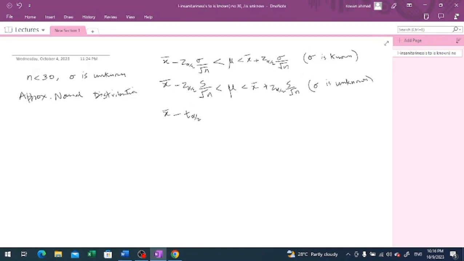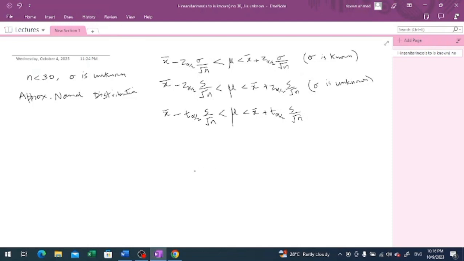Instead of the Z distribution, we are going to use t alpha by 2, the T distribution, to estimate the 1 minus alpha percent confidence interval. And since we have no information provided regarding the population standard deviation in the question, we use the sample standard deviation again in the formula to estimate the population mean mu, with an assumption that the sample standard deviation is an approximated value of the population standard deviation.